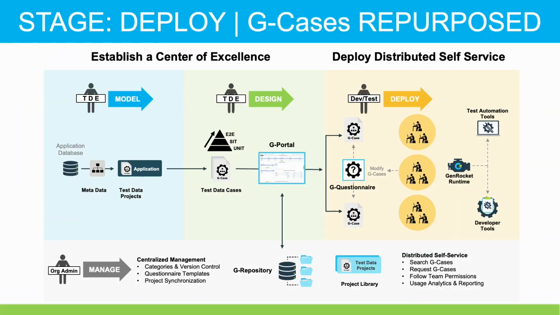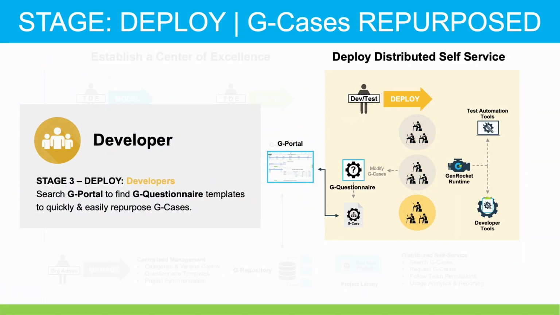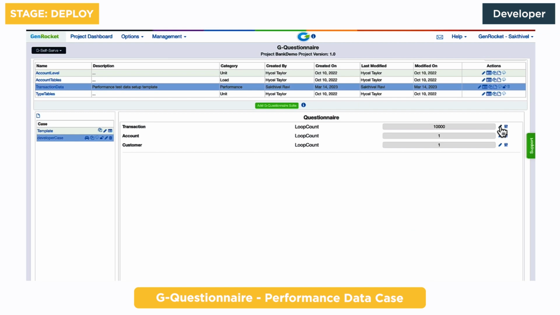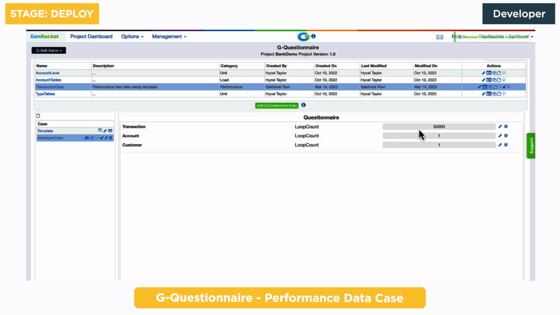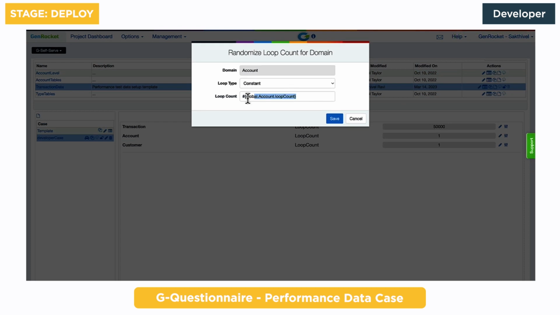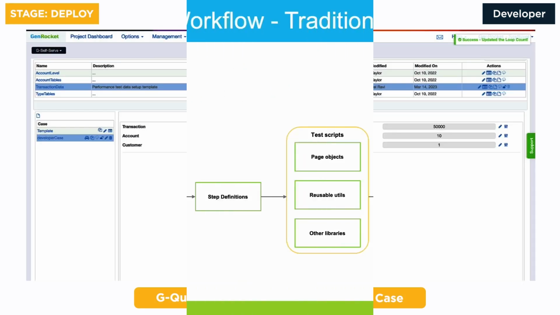And GenRocket supports distributed self-service by allowing testers and developers to modify and repurpose test data cases with minimal training. It's through a utility called G Questionnaire. Any test data case can be saved as a G Questionnaire template ready to be modified and repurposed. In this example, the tester or developer is repurposing a test data case designed for functional testing, but now it can be used for performance testing just by changing the loop count.